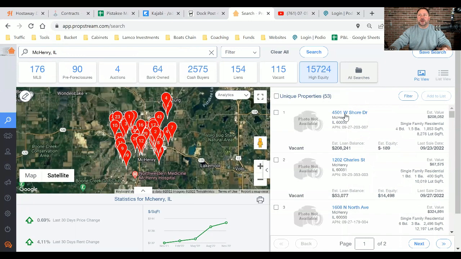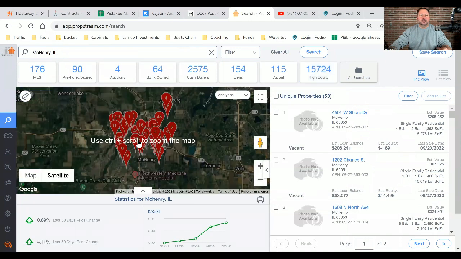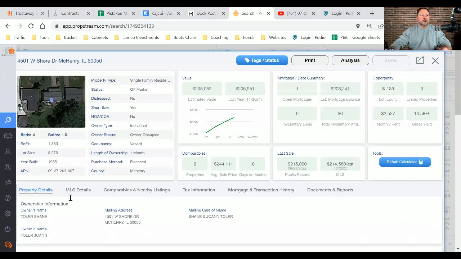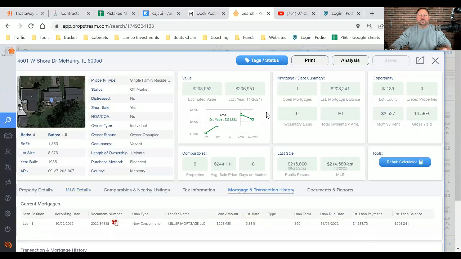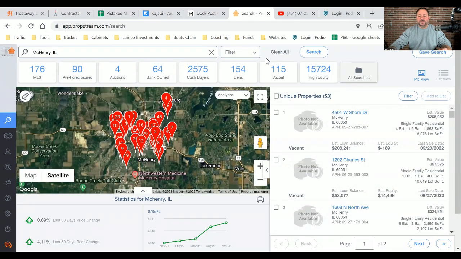Okay, 53 properties vacant. Again, it gives you property ownership details. The MLS looks like it was sold a couple months ago. Mortgage information, and we'll go through another video on how to evaluate these properties. But I think you're getting the drift.